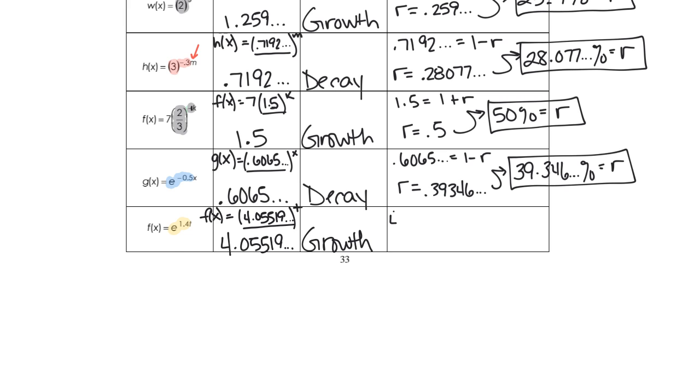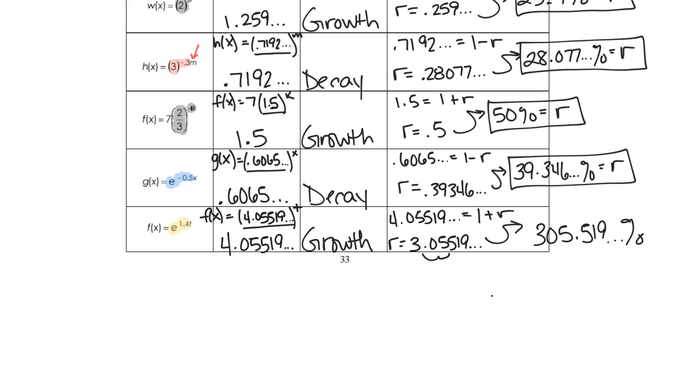And we're going to take that 4.05519 number, put it equal to 1 plus r, since it's growth. We'll subtract 1, and our r comes out to equal 3.05519... We will multiply by 100 or move the decimal 2 places, and we end up with 305.519%. That's a big percentage. That's a lot of growth.